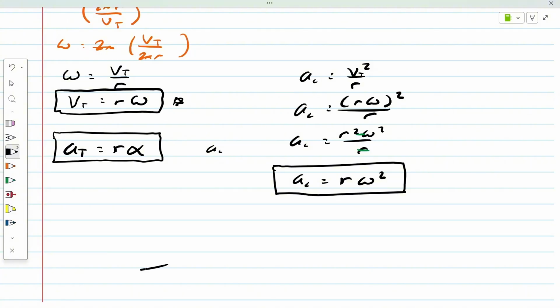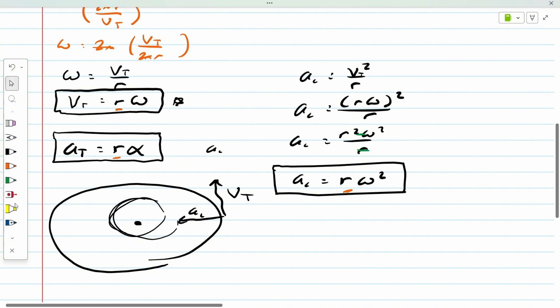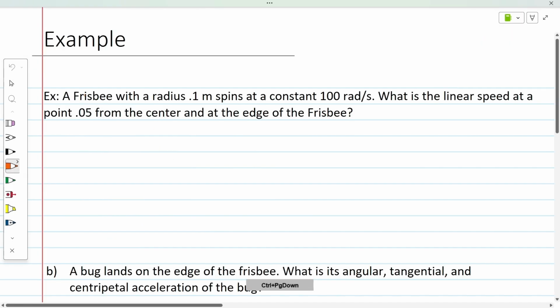If you remember, if something is traveling around a circle with some tangential velocity, the centripetal acceleration is the one pointing towards the center of the circle, and the angular acceleration is how fast it's speeding up around the circle. So that's how we can relate all of them, and they're all related through this r. The radius of the circle is the big relator. Now we can use this to do some examples.